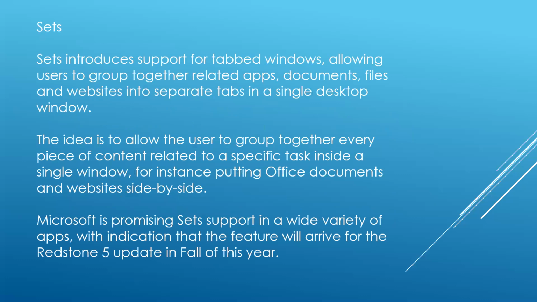Sets was talked about quite a bit to be included in this version, and they didn't get included either. Sets introduce support for tabbed windows, allowing users to group together related apps, documents, files, and websites into separate tabs in a single desktop window. The idea is to allow the user to group together every piece of content related to a specific task inside a single window. For instance, putting Office documents and websites side by side. Microsoft is promising Sets support in a wide variety of apps, with indication that the feature will arrive for the Redstone 5 update, which will be in the fall of this year.